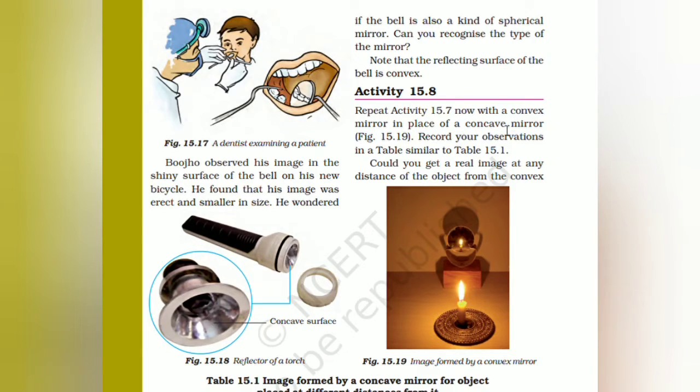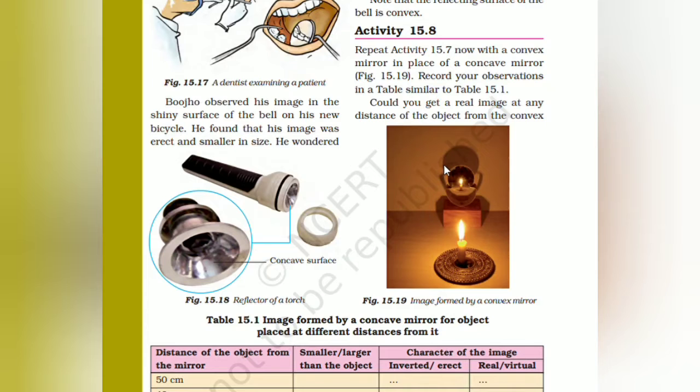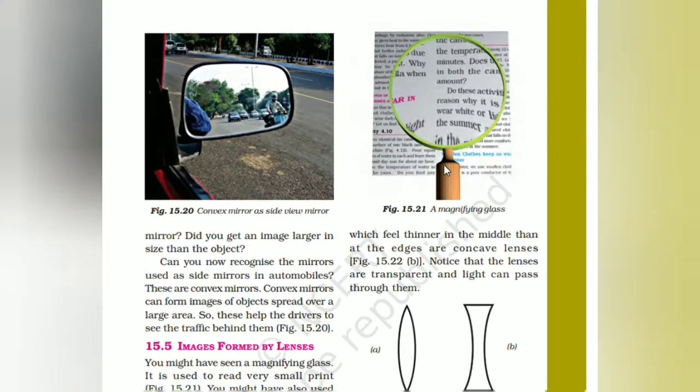Now repeat the activity with a convex mirror in place of the concave mirror, and record your observation. Could you get a real image at any distance of the object from the convex mirror?